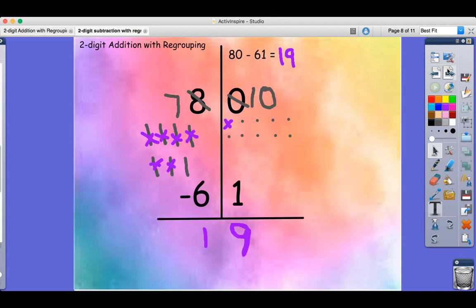Your first equation, which was 80 minus 61, this is one way that you could have done it. 80 minus 61, you should have borrowed a 10 from the tens place to then do 10 minus 1, which you should have gotten 9. Then you should have been left with 7 minus 6, which is 1, so that you could have gotten a difference of 19.